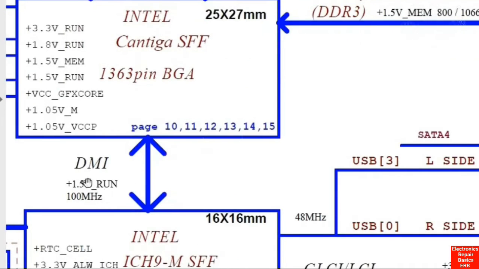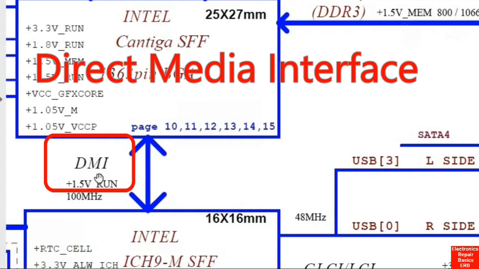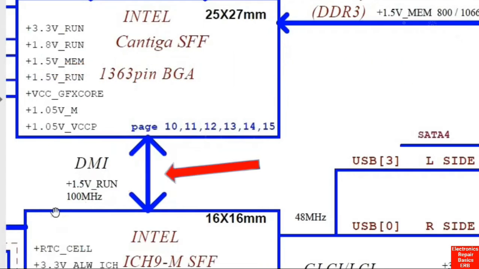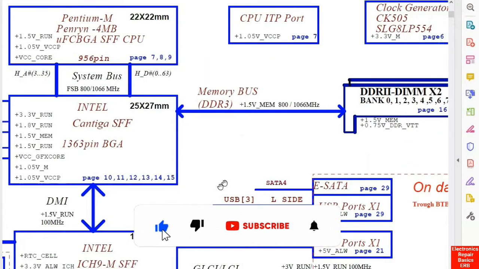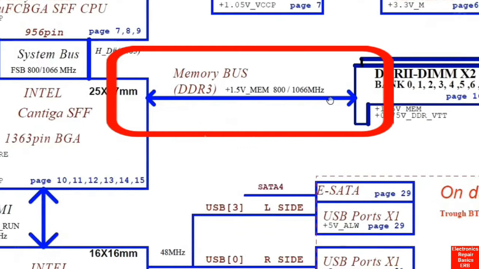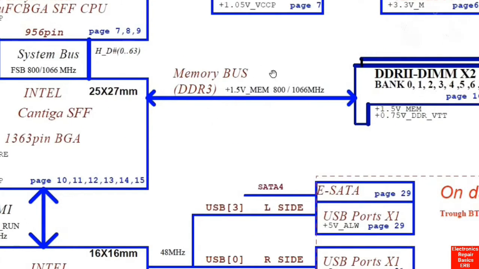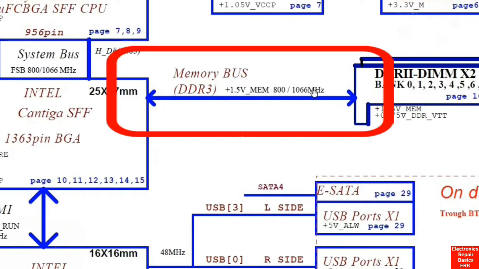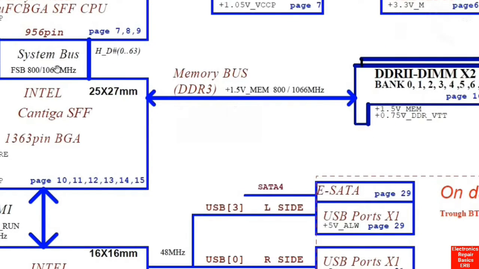Here we also have the DMI, direct media interface, the bus that connects the NOT bridge to the SOT bridge. Here we have its speed, 100 megahertz frequency. So this is the DMI bus. Always the FSB speed is greater than the DMI speed. Here we have another bus. This is the memory bus. It connects the GMCH or the NOT bridge to the RAM, to DDR2 RAMs. Here we have about 800, 1066 megahertz, the same frequency or speed as the FSB bus.